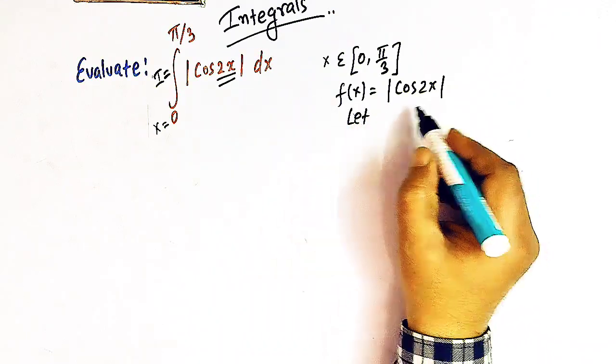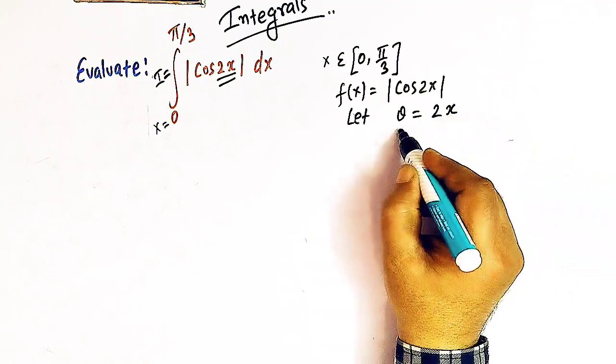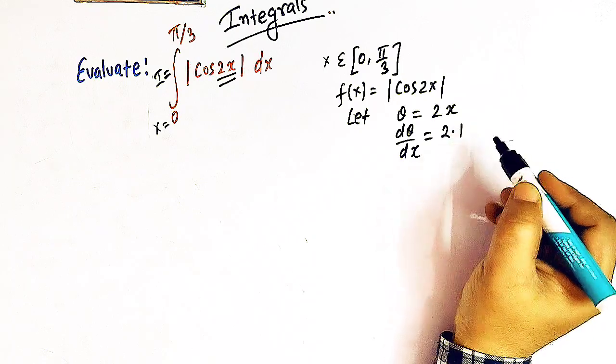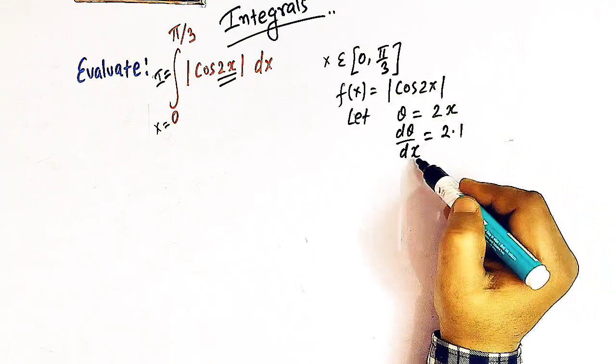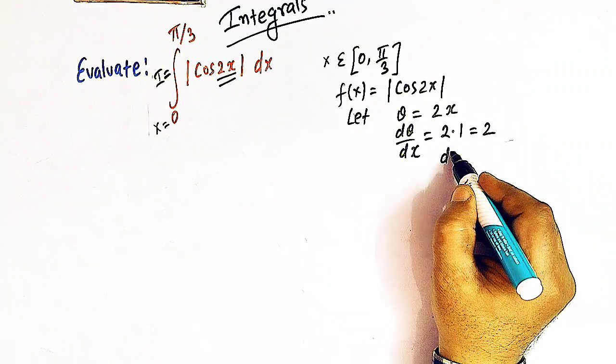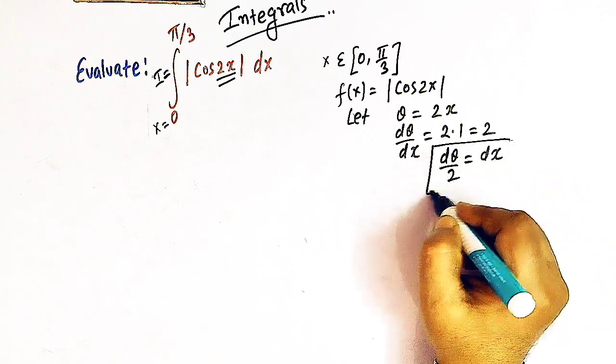So let us substitute theta is equal to 2x, so that d theta over dx is equal to 2 times 1, because the derivative of x with respect to x is 1. So here we have 2, so d theta over 2 is equal to dx.